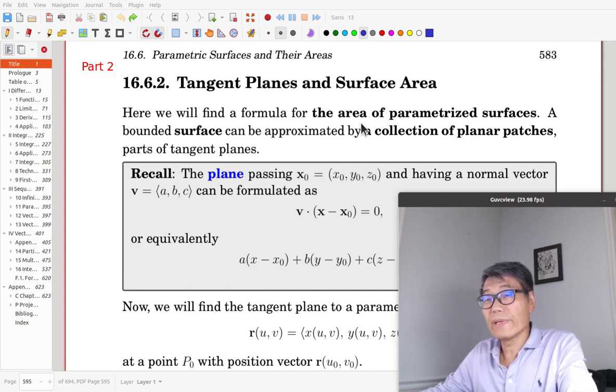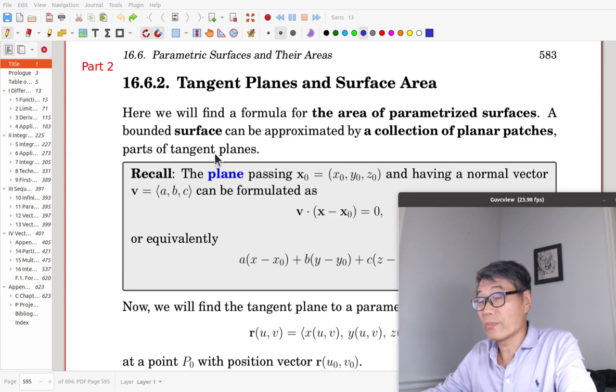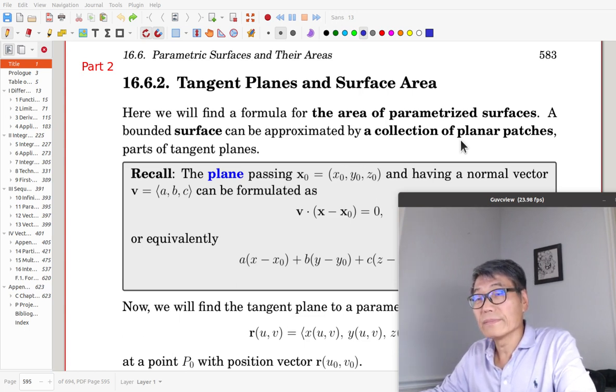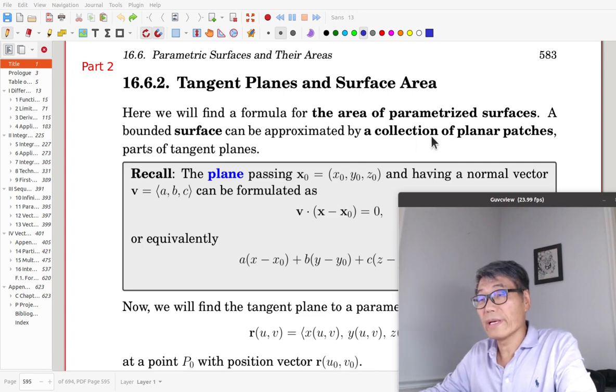Any bounded surface can be approximated by a collection of planar patches, which are parts of tangent planes. So the surface area can be approximated by the sum of areas of such planar patches. The sum is a Riemann sum, and the surface area is the limit of Riemann sums. So we are using the same idea explored earlier for various integrals.